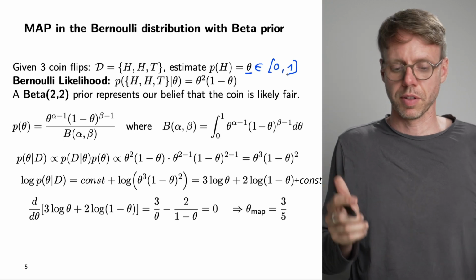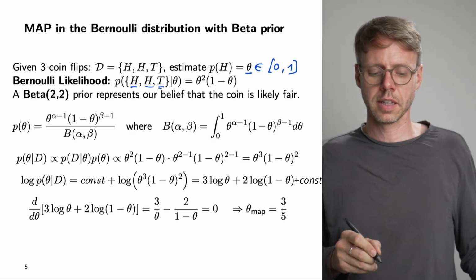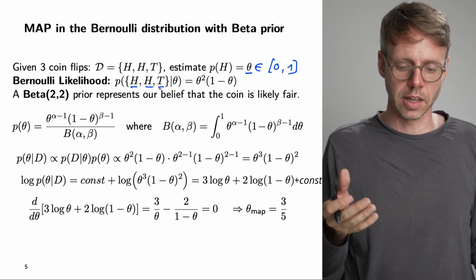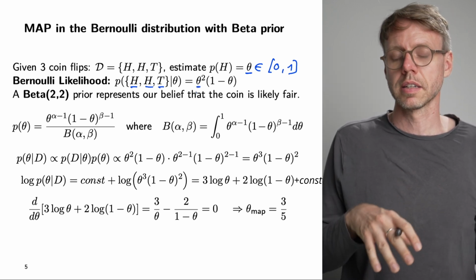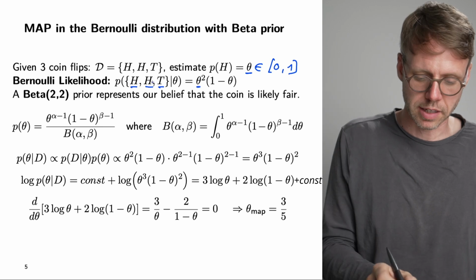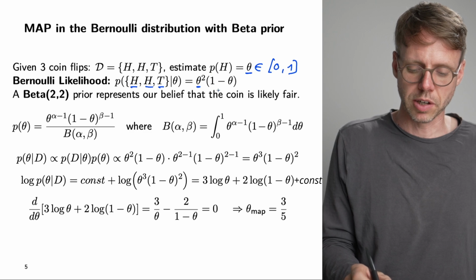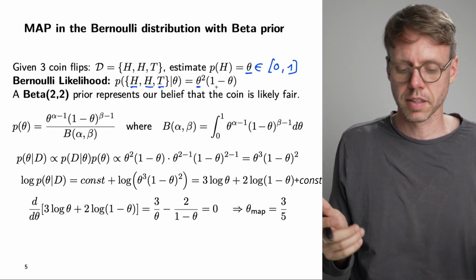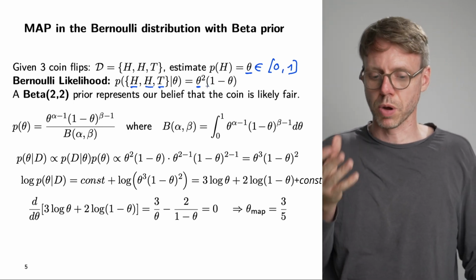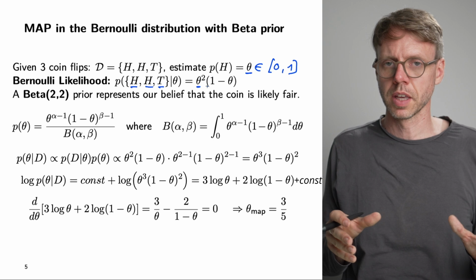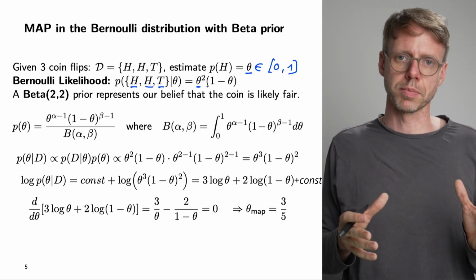Now say we have 3 samples. We have heads, heads, and tails. Then the likelihood would be the probability of heads to the power of 2. We have twice gotten heads, times the probability of tails, which is given by 1 minus theta, to the power of the number of times we got tails, which is in this case 1. So that's our likelihood.